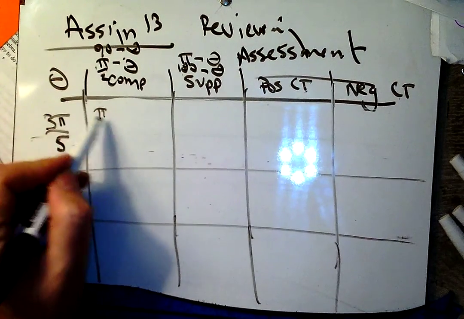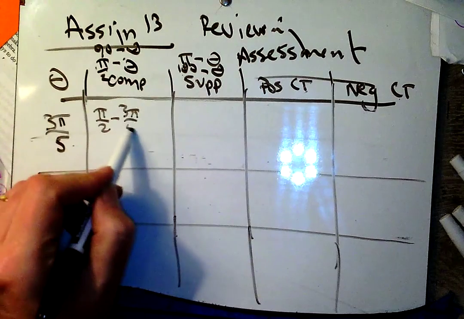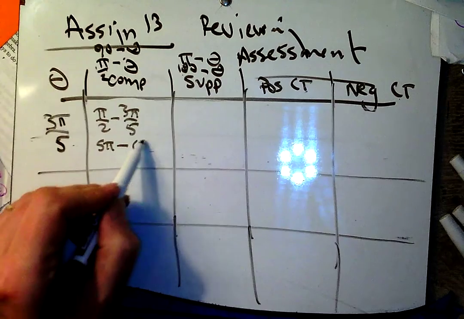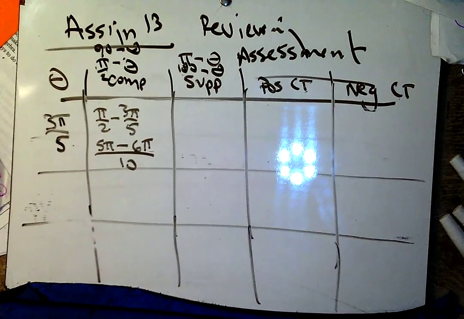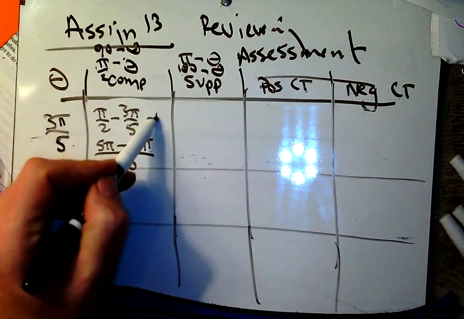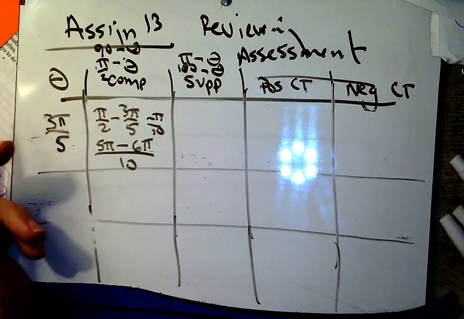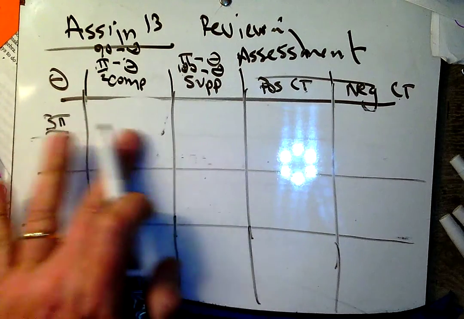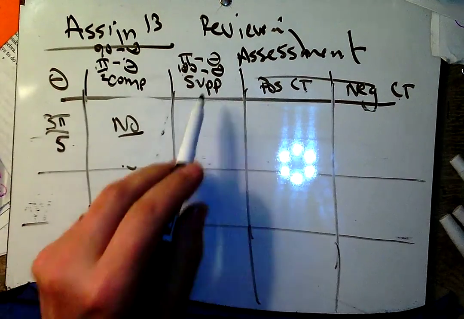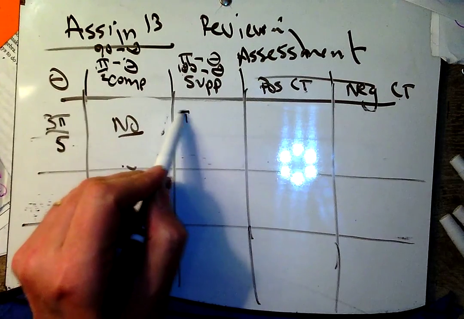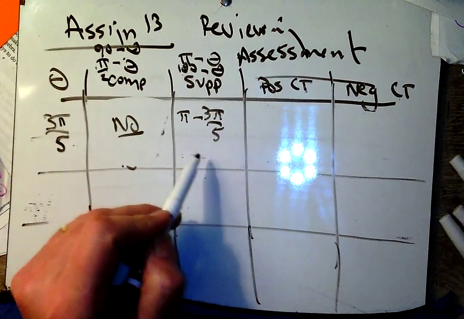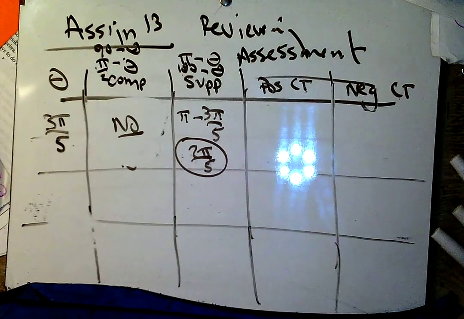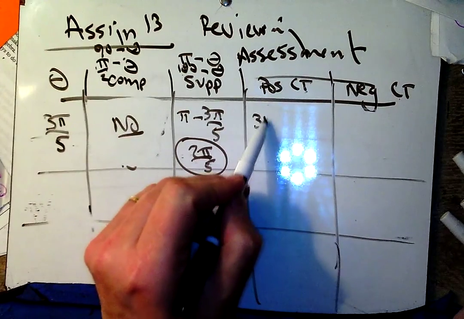Complement. So pi over 2 minus 3 pi over 5. Guess I need a common denominator. 5 pi over 10 minus 6 pi over 10. Yeah, I get negative pi over 10. I can't have a negative. This one must be bigger than pi over 2. So no complement. Supplement? Sure. Pi minus 3 pi over 5 is going to give me 2 pi over 5.